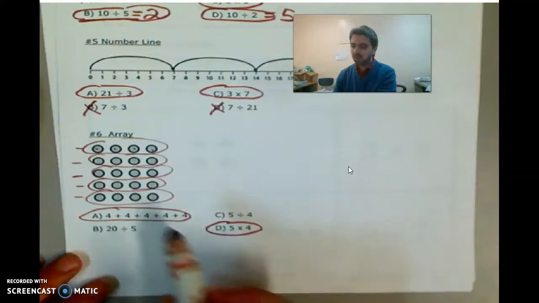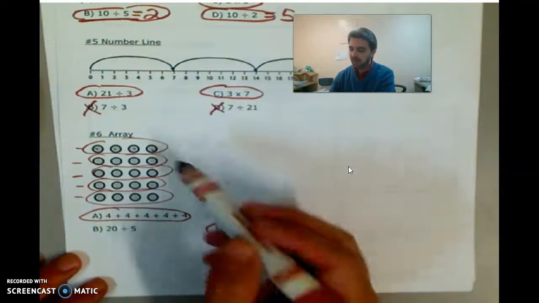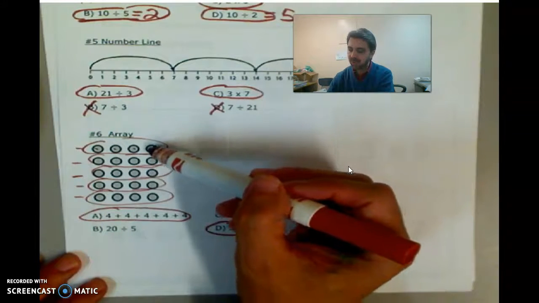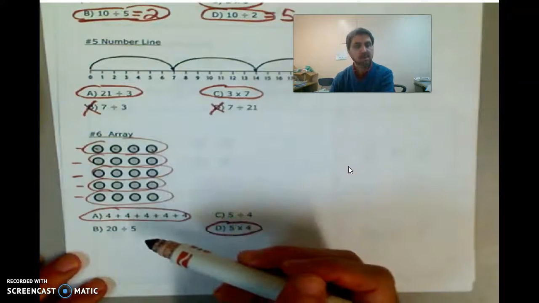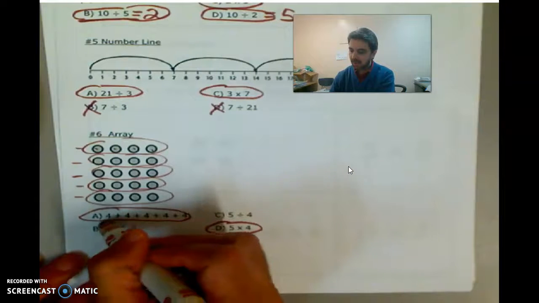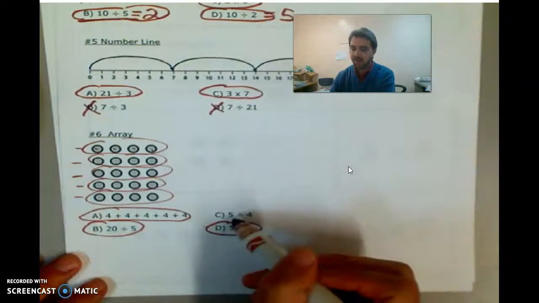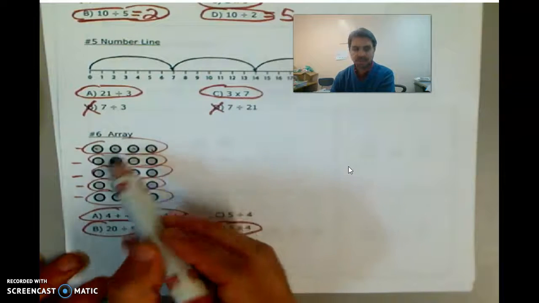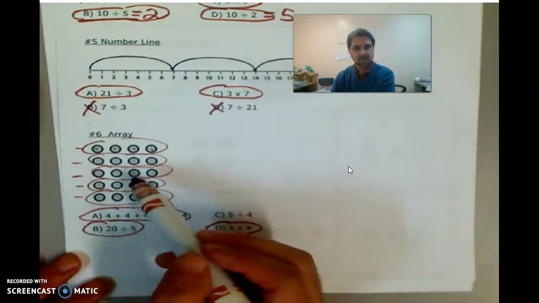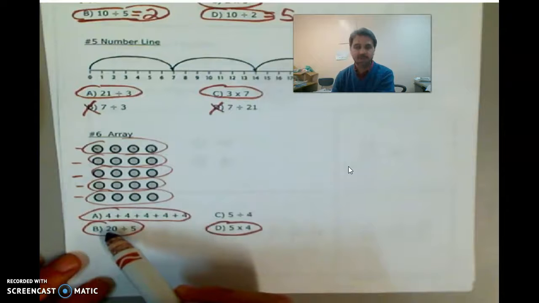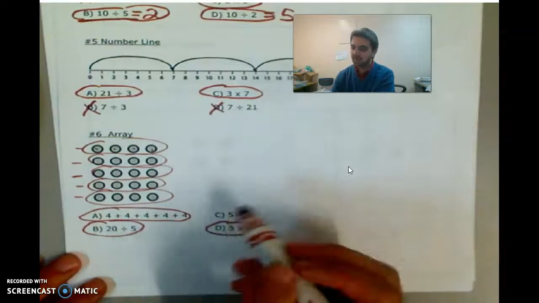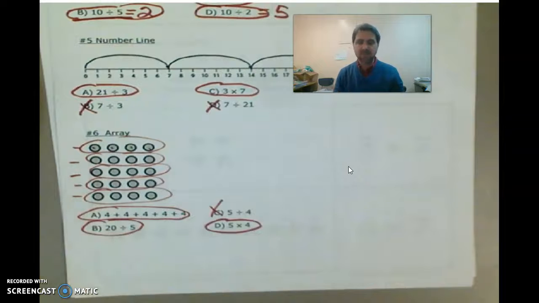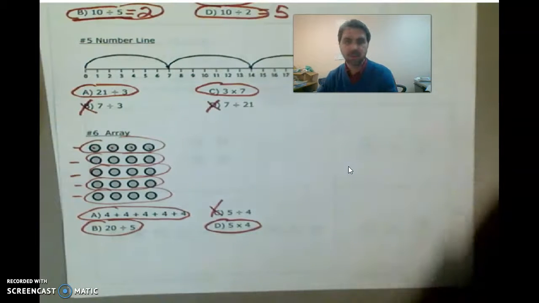All right, how about 20 divided by 5? Well, we have a total of 20, and they are divided into 5 equal rows. So yes, that definitely works. How about 5 divided by 4? Did we take 5 of these circles and divide them into 4 equal groups? No. We took 20 of them and divided it into 5 equal groups. So that one does not work. If that was difficult for you, I understand, but hopefully this review will help.